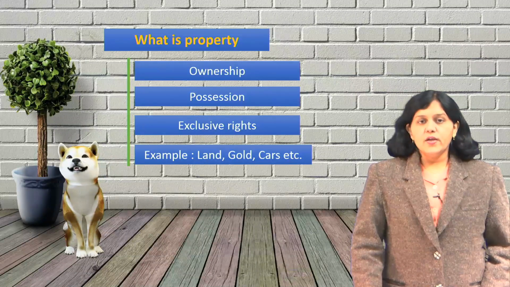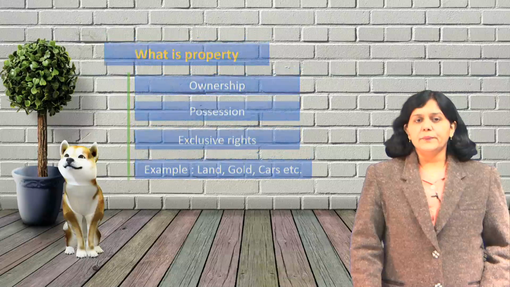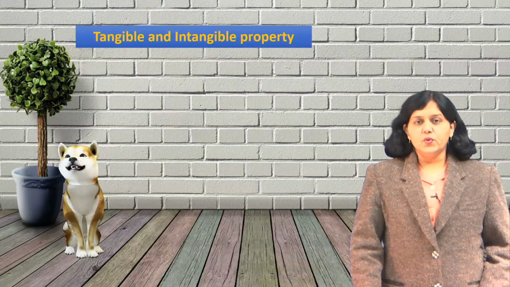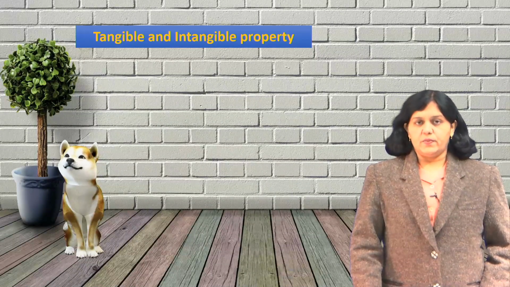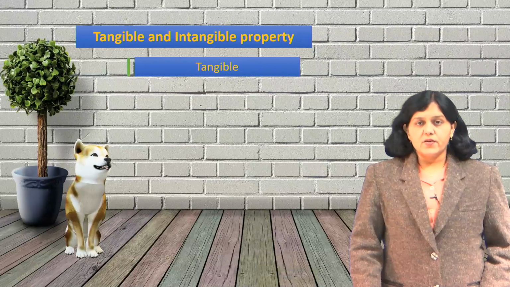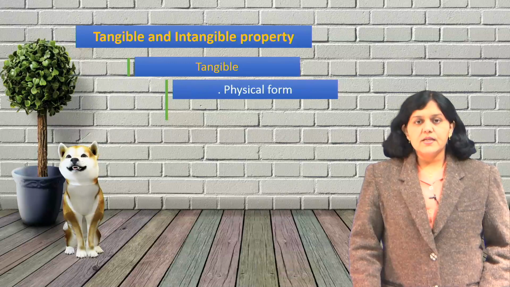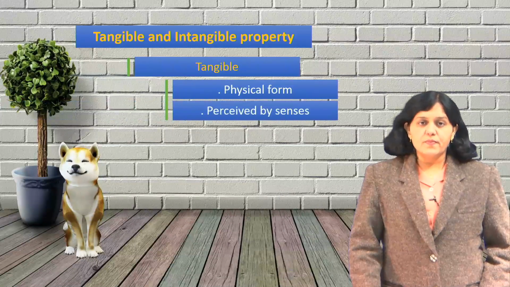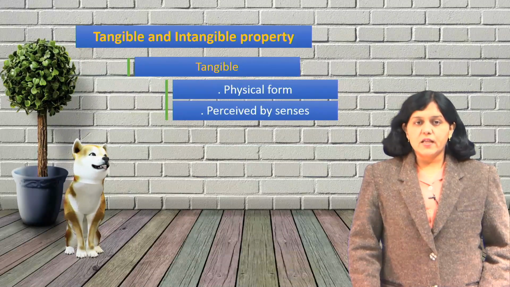Now, going further, do you know if there is any classification of property? Generally, property is divided into two categories, tangible property and intangible property. Tangible properties are those properties which have a certain defined physical form. Such properties can be perceived by a sense, for instance, those which can be touched.